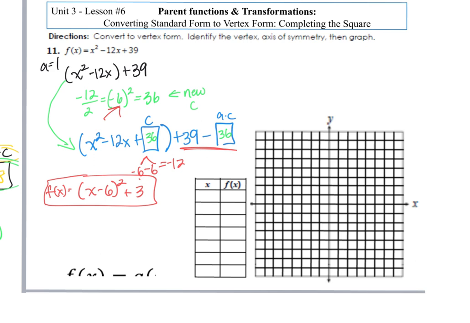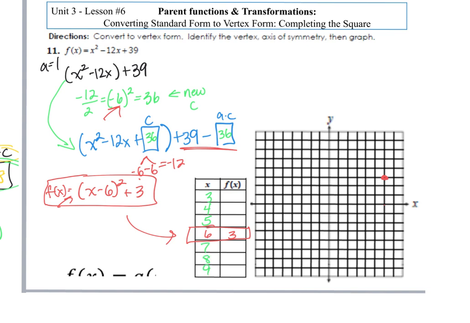So what's our vertex? Again, that vertex will go in the middle of the table here, and it is positive 6, positive 3. So here's my origin. I'm going to go right 1, 2, 3, 4, 5, 6, then 1, 2, 3, up. Now I also know, because my a value is positive, I don't have a negative out here, that my arrows should be going up on either side. So if we fill in the rest of the table, to the left of 6 we have 5, 4, and 3, and then 7, 8, and 9.